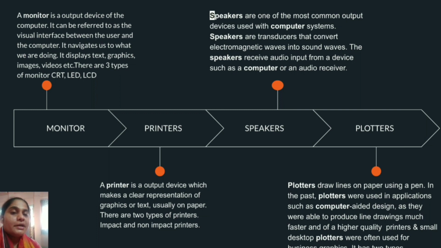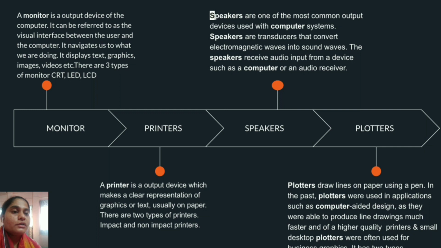Number 2 is a printer, that is a type of output device also, which makes a clear representation of graphics or text usually on paper. There are two types of printers, impact and non-impact printers. Next, number 3 is speakers. Speakers are one of the most common output devices used with computer systems. Speakers are transducers that convert electromagnetic waves into sound waves so we can hear it. The speakers receive input from a device such as a computer or an audio receiver.